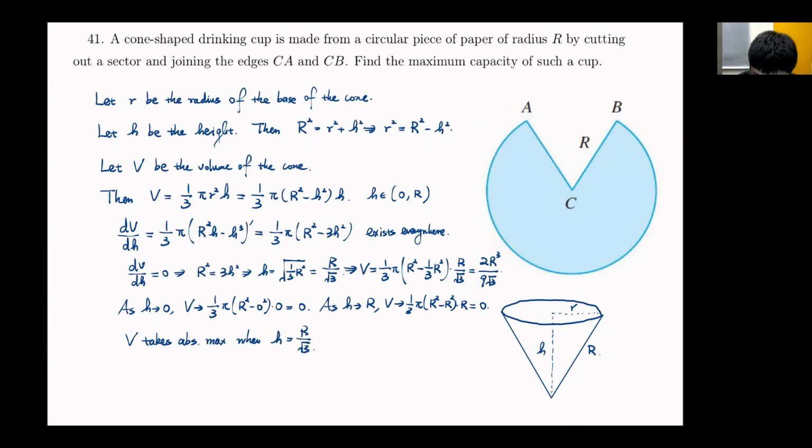Okay, let's see what we are asked. We are asked to find the maximal capacity of such a cup, and we have obtained that the maximal capacity is this guy, so that way we can formulate our answer. So the answer is the maximal capacity of the cup is 2R cubed divided by 9 root 3, and that will finish this problem.